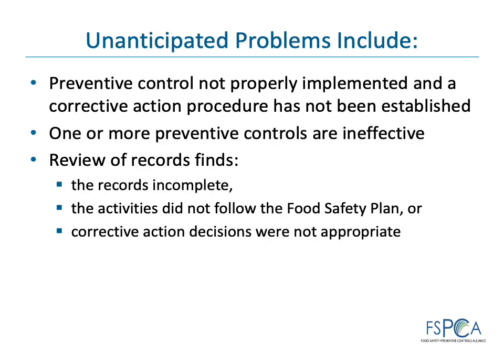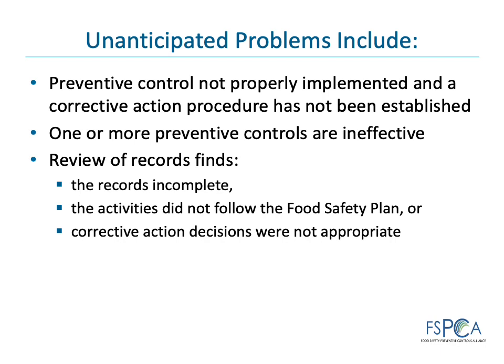Although it may not be possible to anticipate all the deviations that could happen, corrective actions need to be taken and fully documented even when an unanticipated situation occurs. Circumstances considered to be unanticipated problems include: a preventive control is not properly implemented and a corrective action procedure has not been established. A preventive control, combination of preventive controls, or the food safety plan as a whole is found to be ineffective, such as when verification activities detect a pathogen in an RTE product.